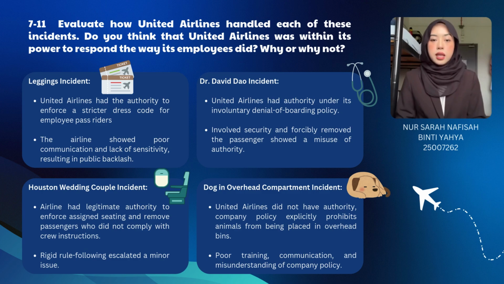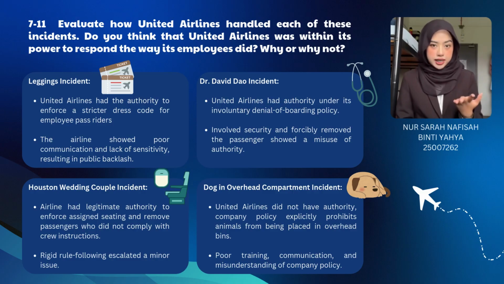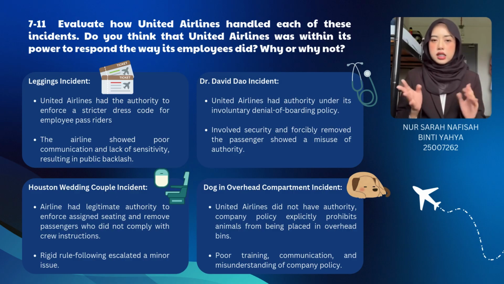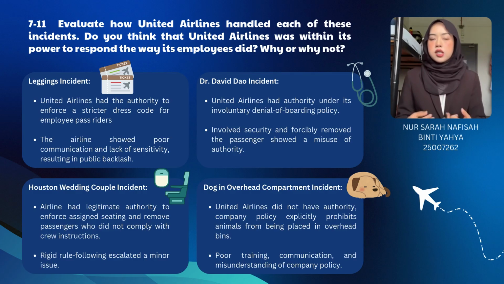Why or why not? So, based on what we have learned in Chapter 7, authority refers to the formal rights of a position, whereas power refers to the individual's ability to influence decisions. So, in the context of the case study, the phrase within its power refers to United Airlines' formal authority to respond to the incidents the way they did. So this brings us to the question: were employees allowed under company policy to do this?